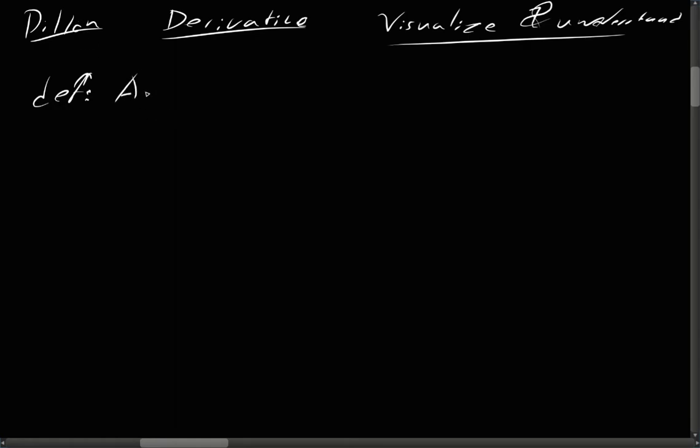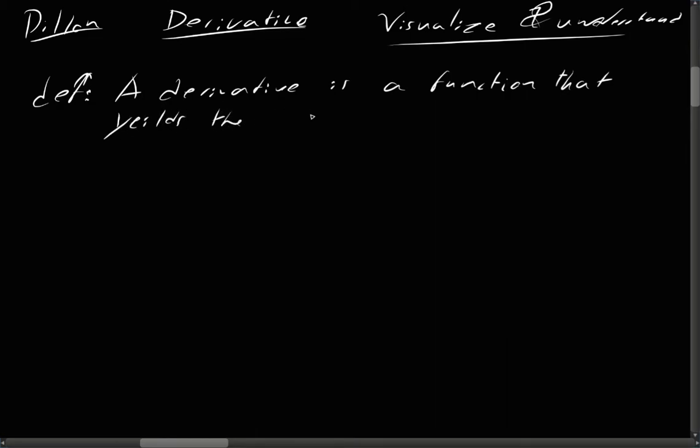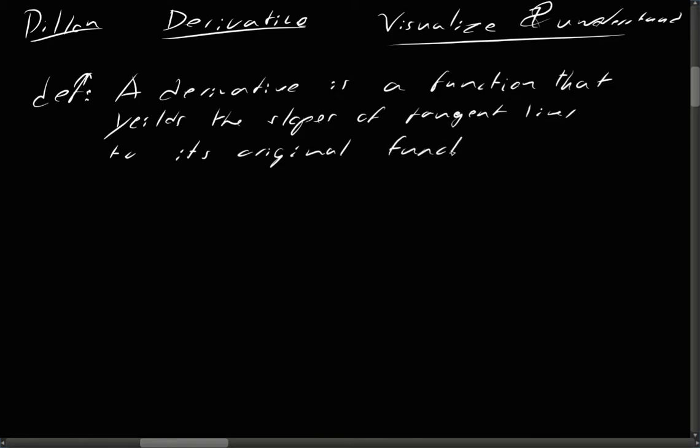A derivative is a function that yields the slopes of tangent lines to its original function.